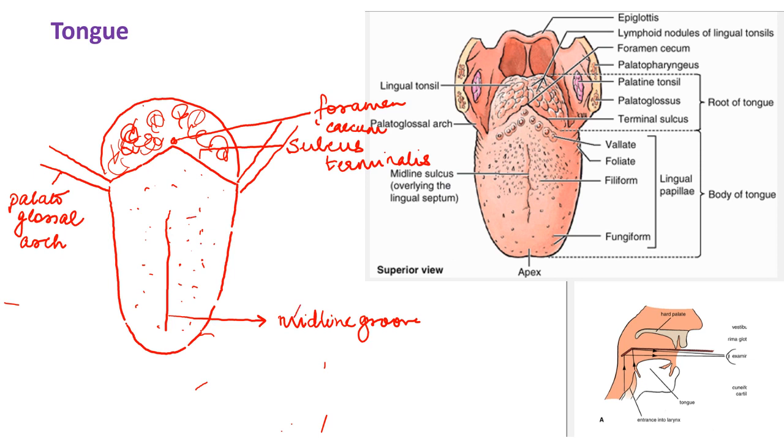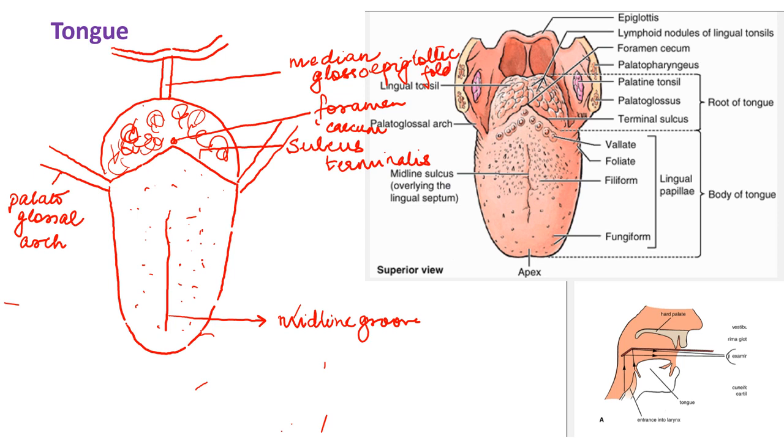More posteriorly, as I just told you, is the epiglottis, posterior inferiorly. The epiglottis is connected to the posterior one-third of the tongue by means of a fold of mucous membrane, which is known as the median glosso-epiglottic fold. On both sides of it is a depression, which is known as the vallecula.